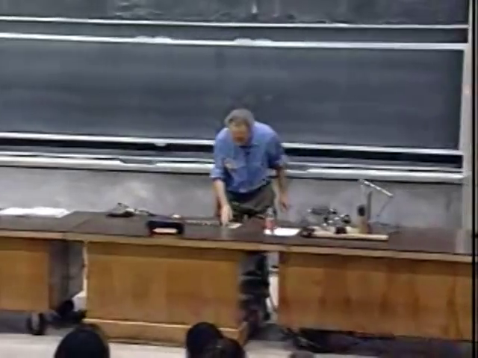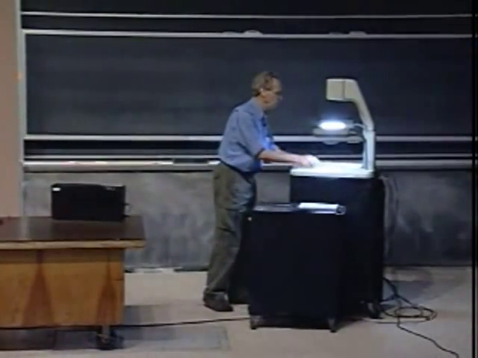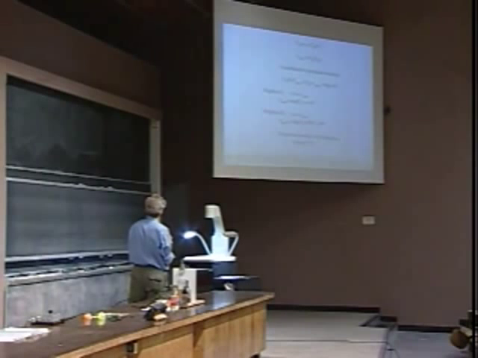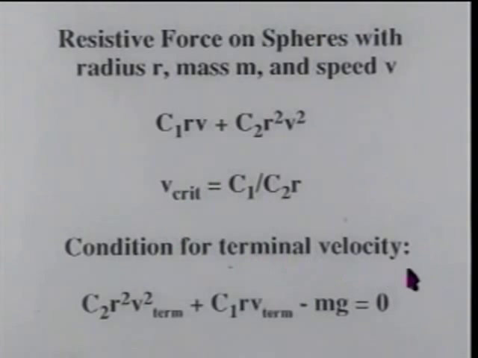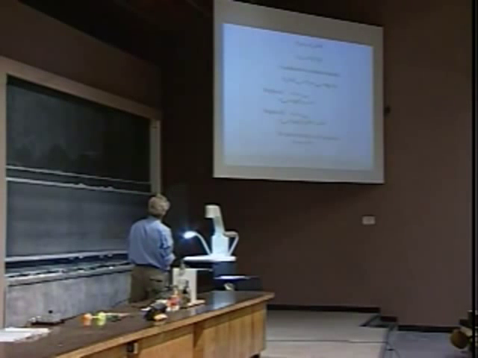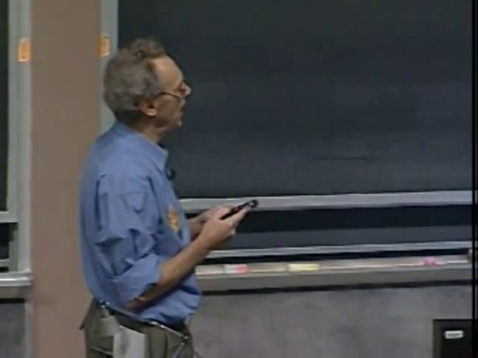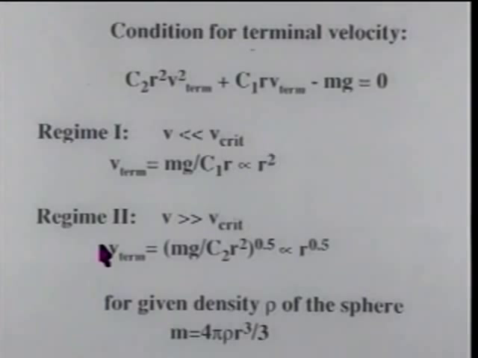I have for you a view graph that is on the web, so you do not have to copy it. It summarizes what I have just told you. It has all the key equations. You see there on top the magnitude of the resistive force. You see then the critical velocity. There's nothing critical about it. It's just the speed at which this term has the same magnitude as this term. Then you see the condition here, which I called equation 1 for terminal speed. And then we have regime one whereby the speed is way less than the critical speed, and then you get the terminal velocity, as you see on the blackboard, which then is proportional to r squared, if you only look at objects which have a particular given density. And if the speed is way larger than the critical speed, you are in regime two, and then you have a dependence with the square root of r.